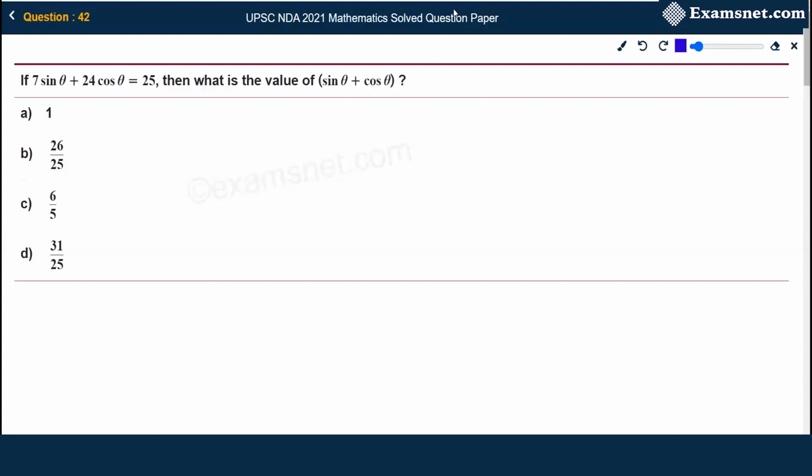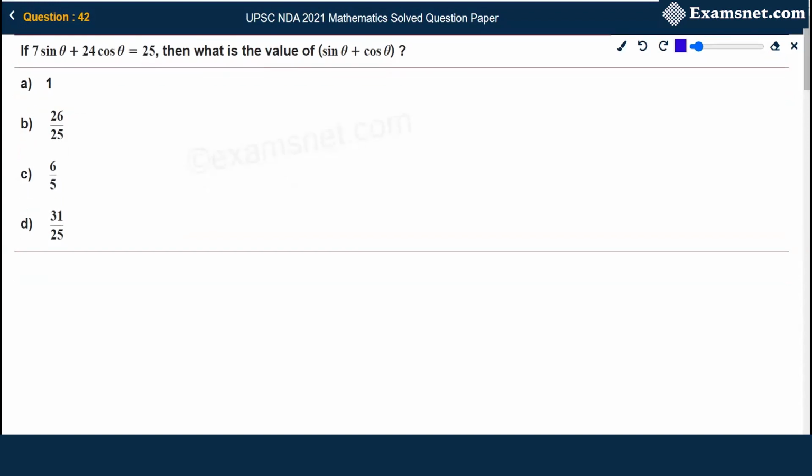In question number 42, it is given that if 7 sine theta plus 24 cos theta equals 25, then what is the value of sine theta plus cos theta? Probably the first time I'm going to solve a sum in two different ways. Okay, let me show you the shortest way first. It's given that 7 sine theta plus 24 cos theta equals 25. Let's name it equation number 1.